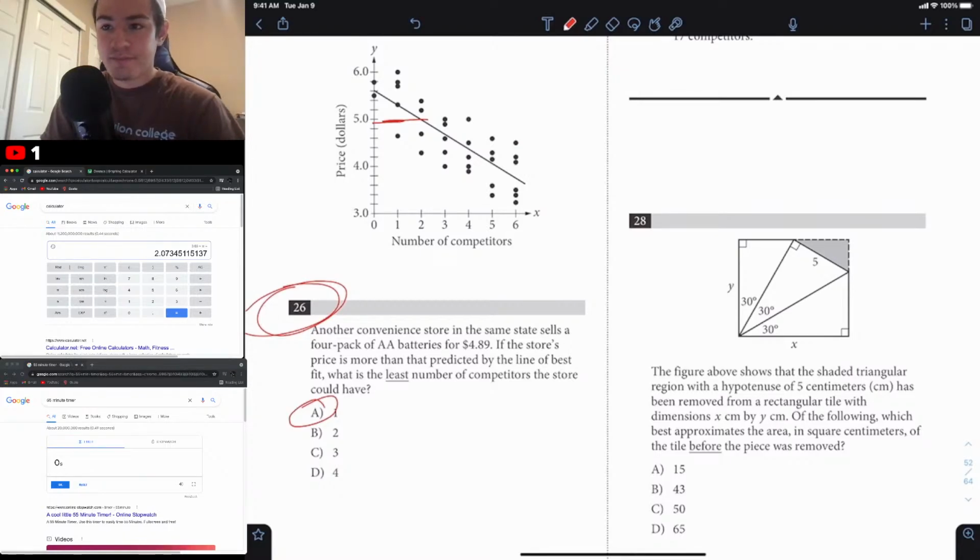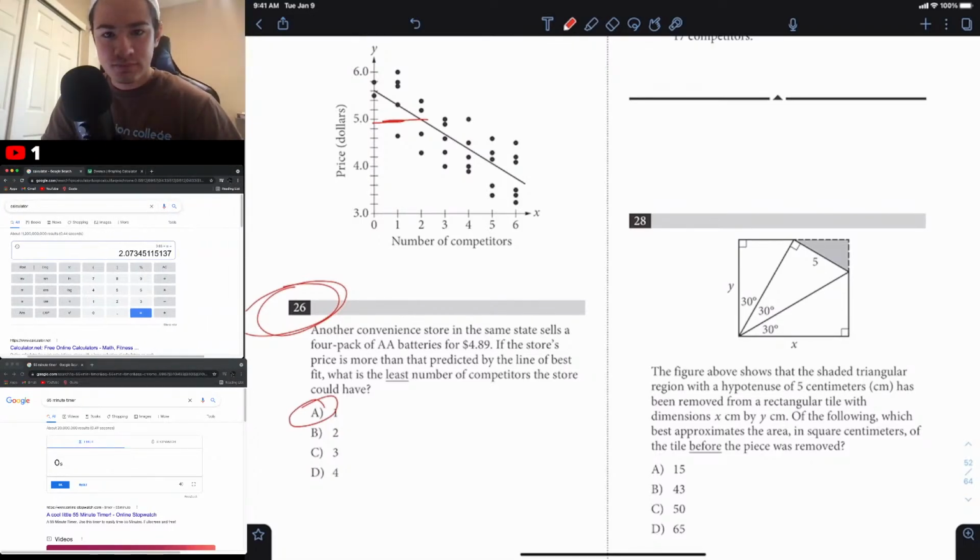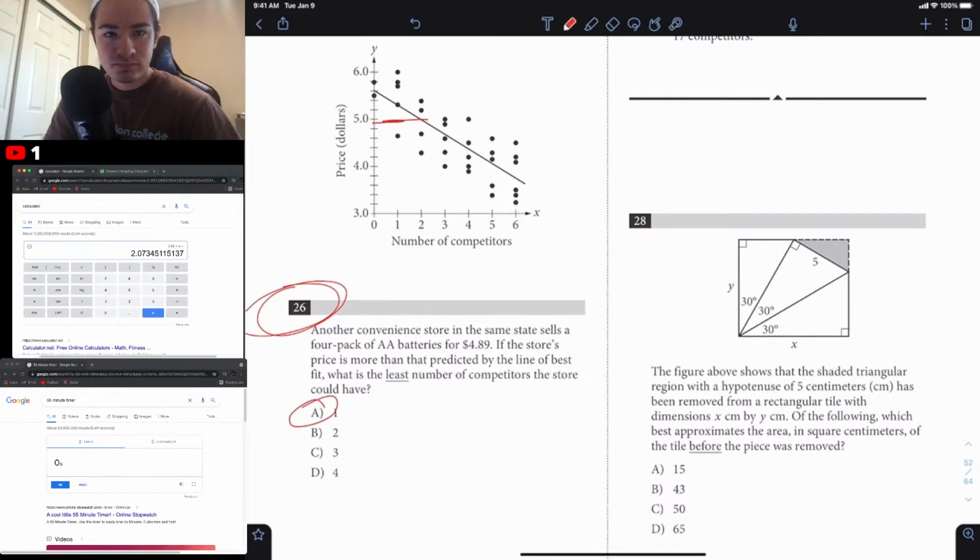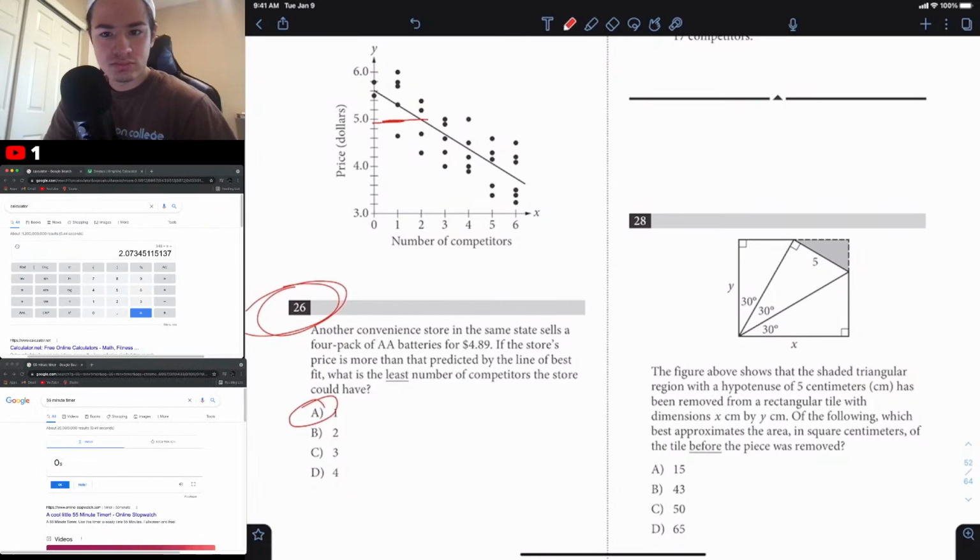Time's up. All right, time's up. Let's go ahead and check our answers. Let's see how we did, because I have no idea how we did here. I'm going to pull it up real quick. Where did I get this test? Oh yeah, okay.